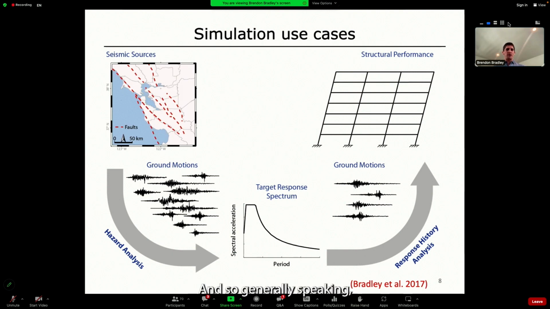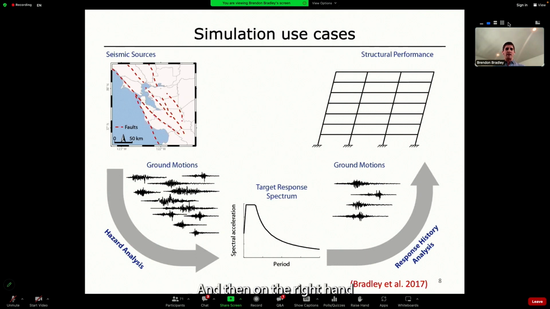Generally speaking, ground motions, and ground motion simulations in particular, can be used in the bottom left for seismic hazard analysis, where we take the seismic sources in the region, we simulate ground motions for all of those different seismic sources, we perform the integration or discrete summation, and we come up with seismic hazard curves, uniform hazard spectra, and so on and so forth.